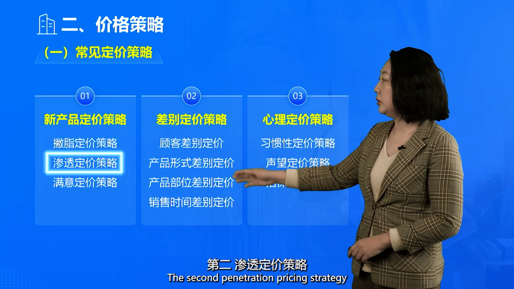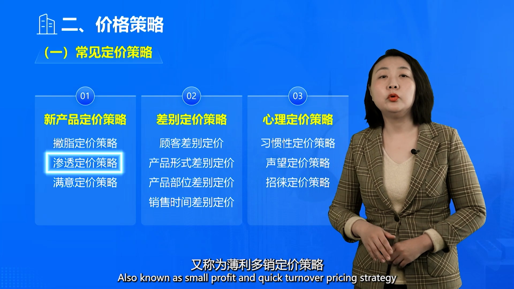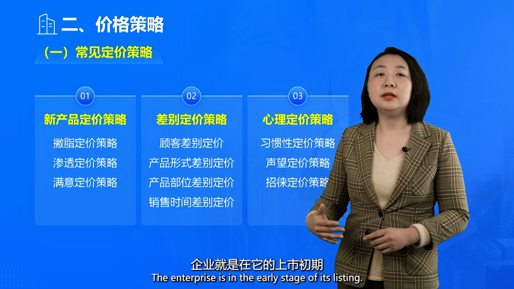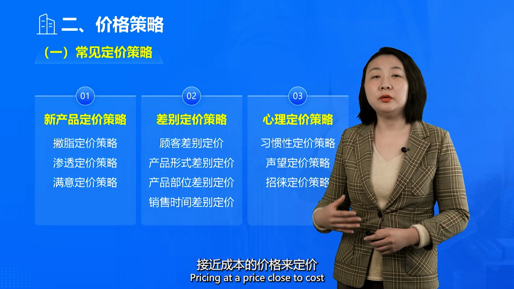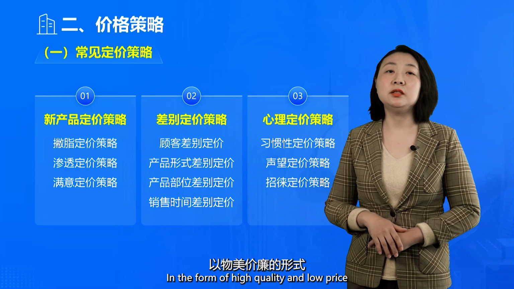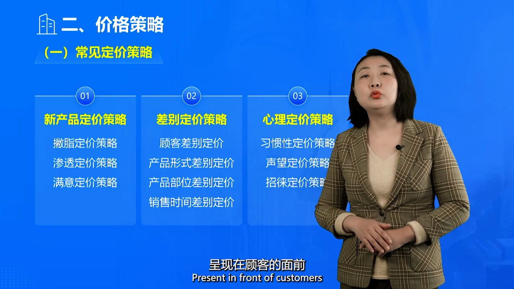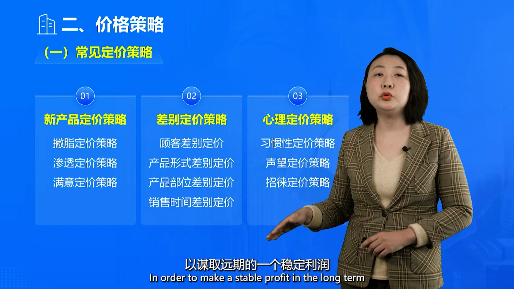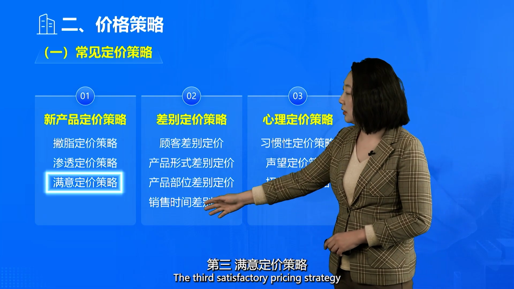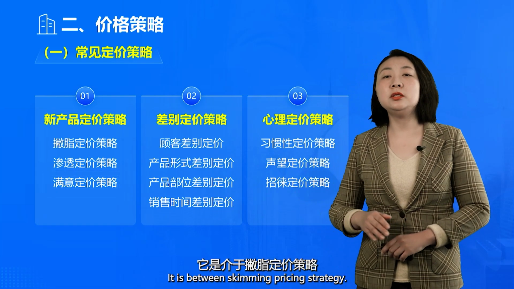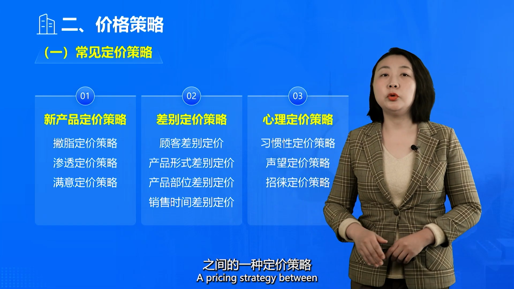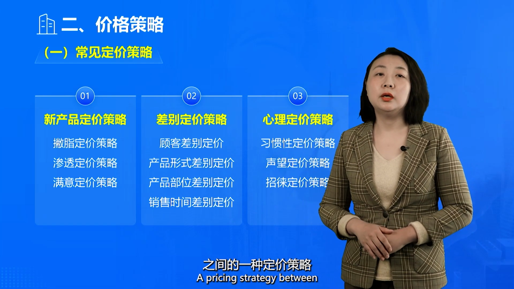The second, penetration pricing strategy, also known as small profit and quick turnover pricing strategy. As its name implies, the enterprise is in the early stage of its listing, pricing at a price close to cost. To make this new product, in the form of high quality and low price, present in front of customers, occupy the market in order to make a stable profit in the long term. The third, satisfactory pricing strategy. It is between skimming pricing strategy and penetration pricing strategy. A pricing strategy between, a more moderate way.